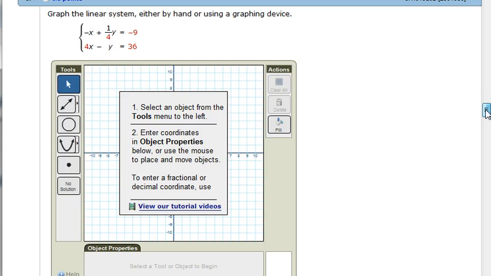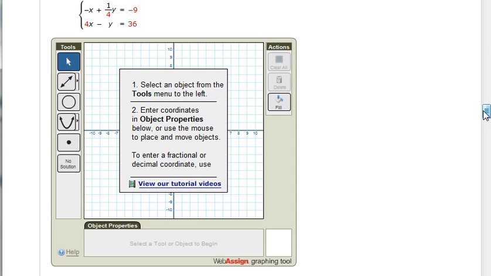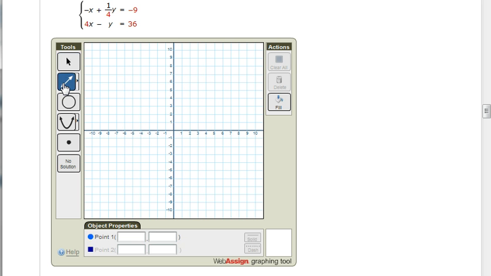And then our last example is the system, the opposite of x plus 1/4 y equals negative 9, and 4x minus y equals 36. This time we have to be careful because when x equals 0, y would equal negative 36, and that would not be on our grid.